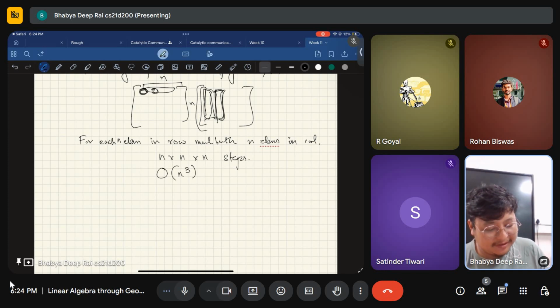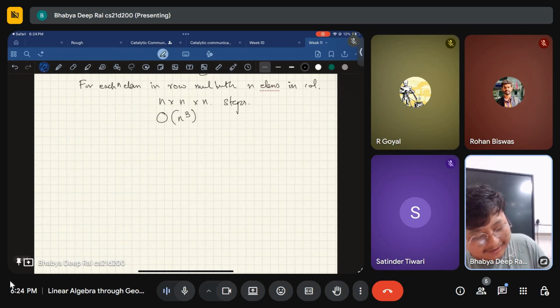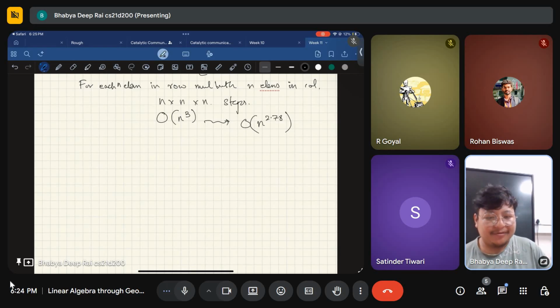And so this is how we do it. Do we know how to do better? Well, this can be improved to something like n to the 2.7, 2.78 or something like that, and that's the best that we know. This is what is called Strassen's method. You can look into it later.